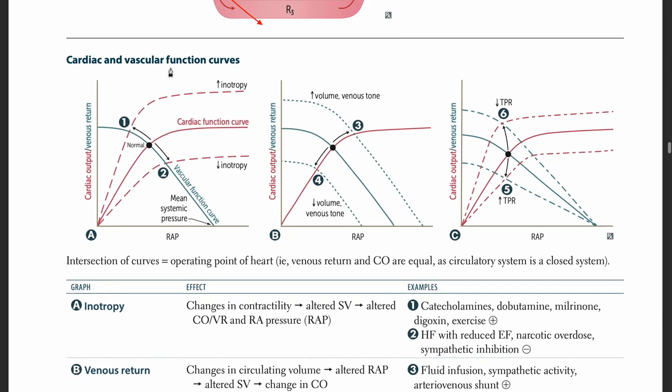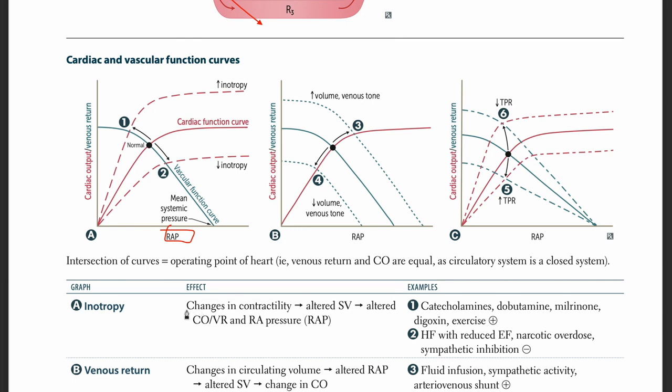Cardiac and vascular function. So this is the cardiac function curve. You have cardiac output and venous return on this side, in red and blue, and then you have the right atrium pressure. Similar here and similar here. So first graph is about inotropes.